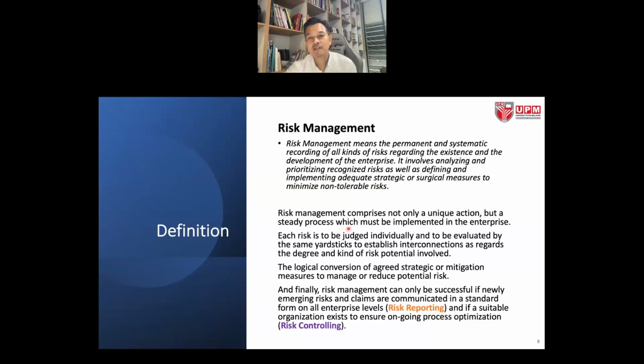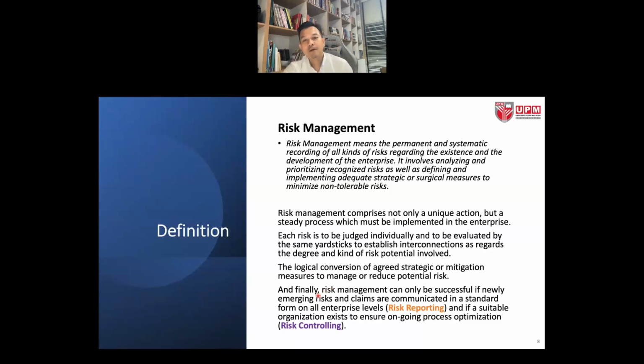So risk management comprises not only a unique action, but also a steady process which must be implemented in the enterprise. Okay, so each risk is to be judged individually. So you cannot just group it and treat it as a group. It has to be tackled one by one and to be evaluated by the same yardsticks using the same methodology to establish interconnections as regards the degree and kind of risk potential involved. So the logical conversion of agreed strategic or mitigation measures to manage or reduce potential risk.